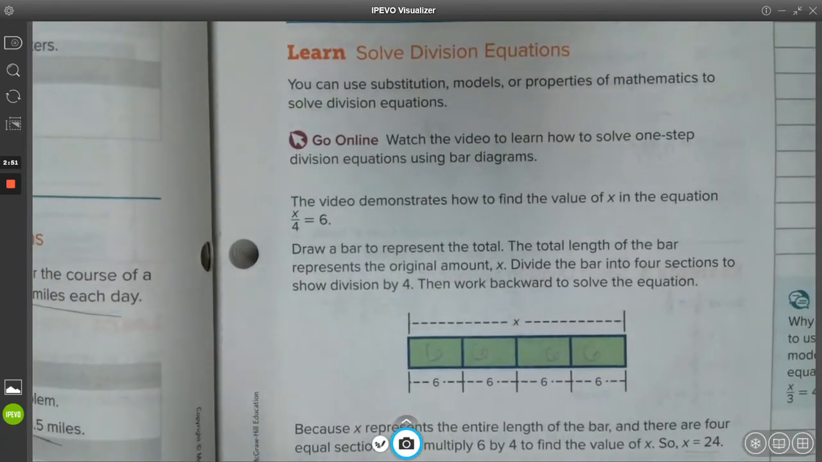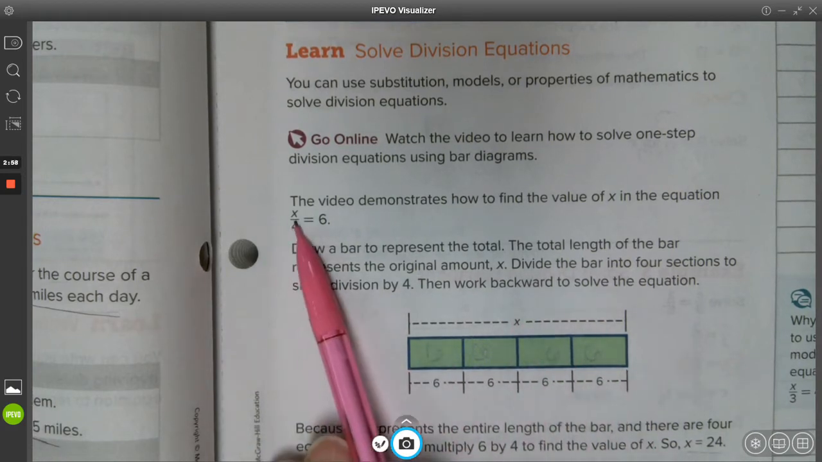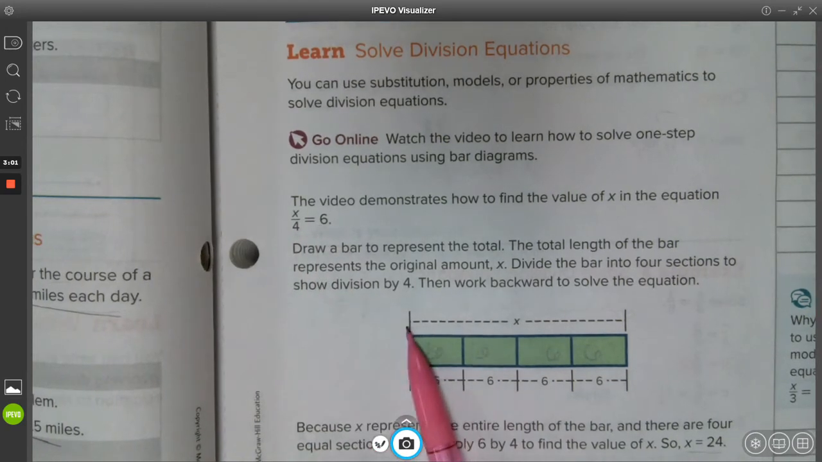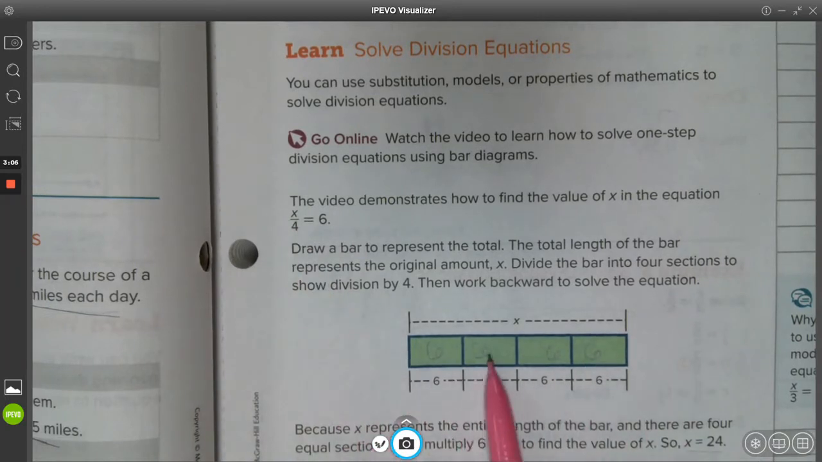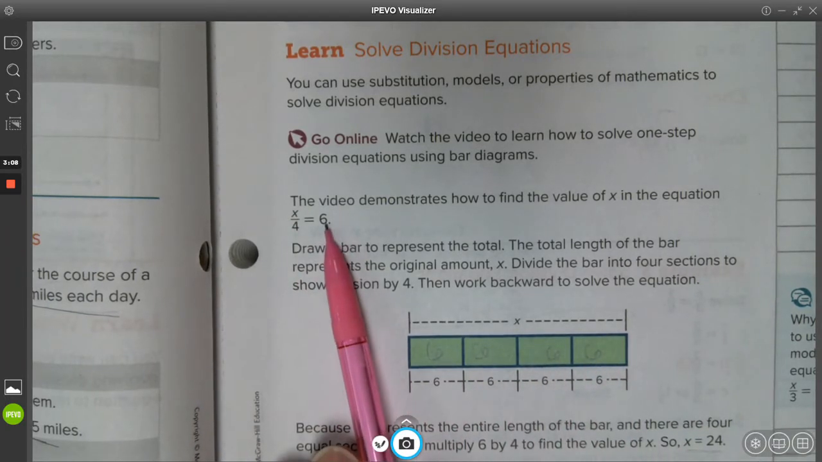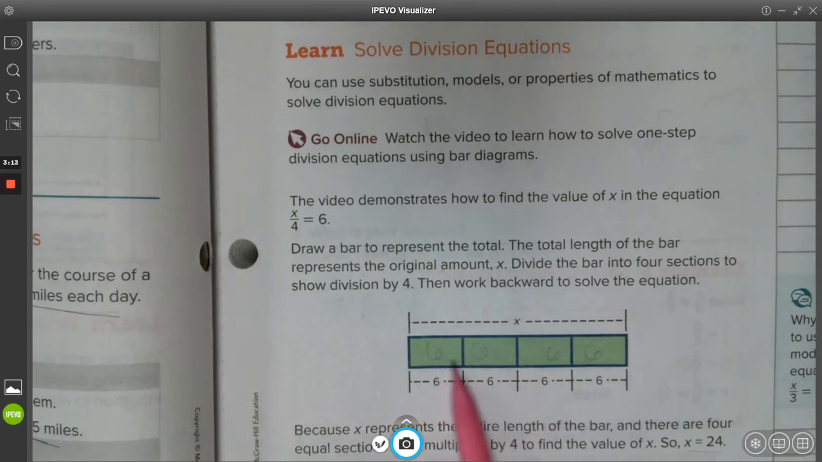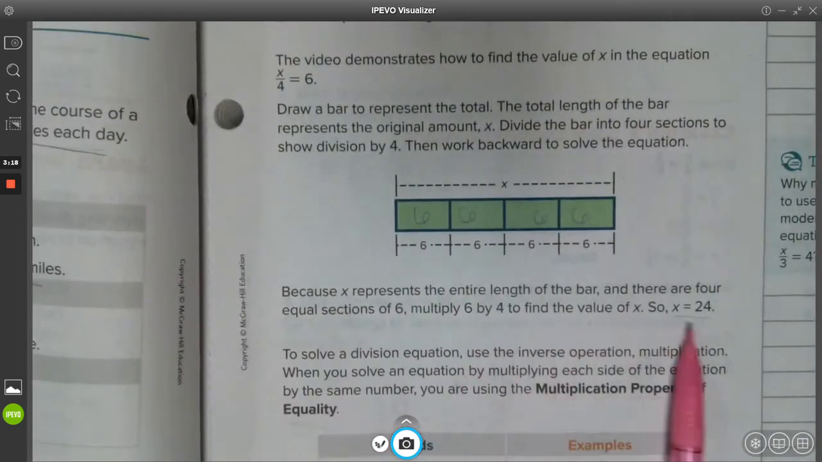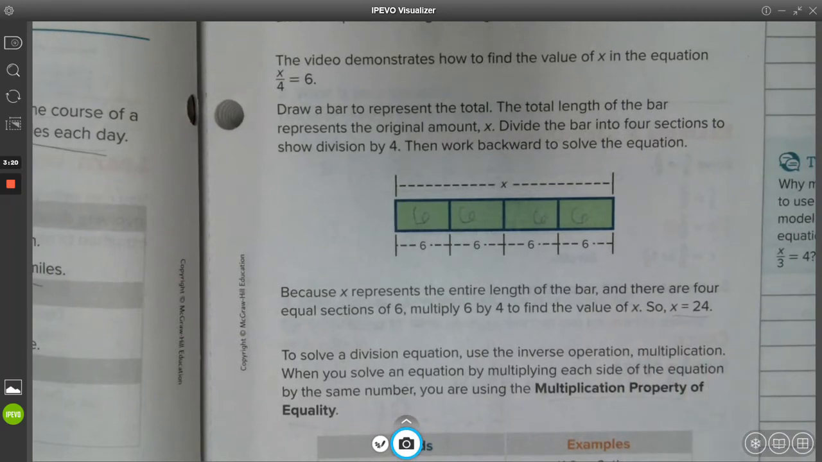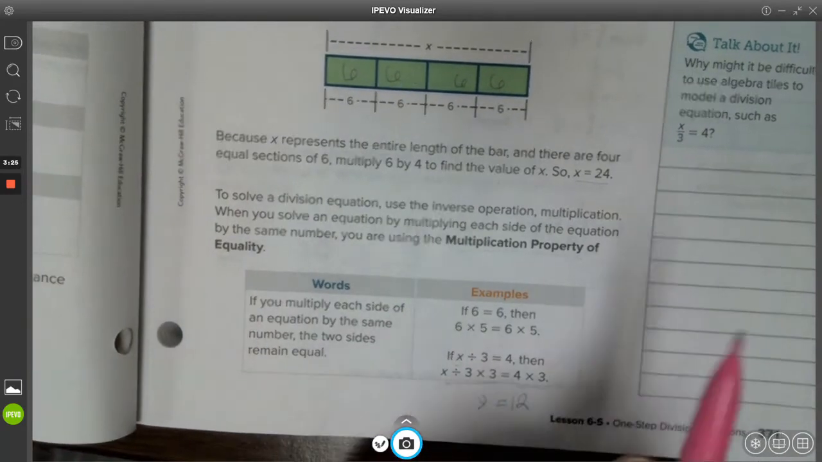All right, let's take a look at our solving. Now, like we said previously, we can use models, like an example like this. If we were doing x divided by 4 equals 6, x would represent the total amount. We're dividing that total amount by 4, whereas each section would represent 6. Now to solve, we can simply do 4 times 6 to figure out what x is. So 6 times 4 would be 24. X equals 24.